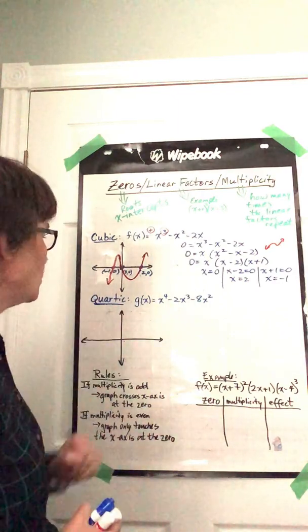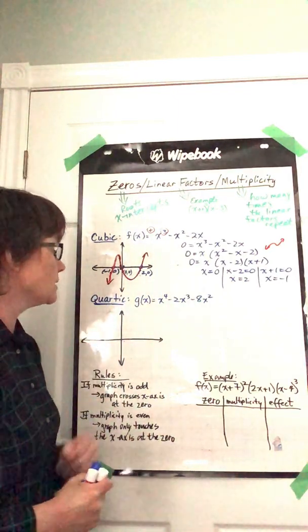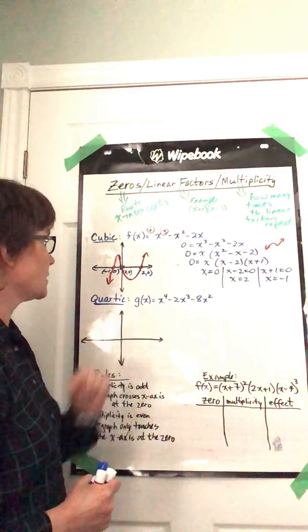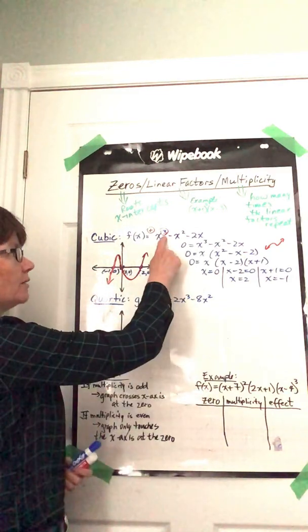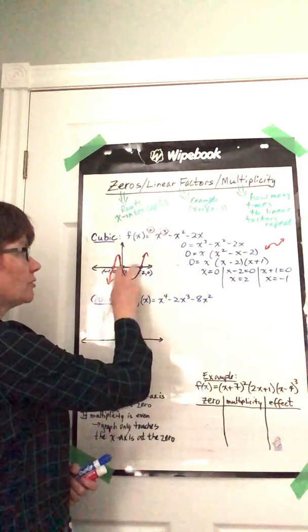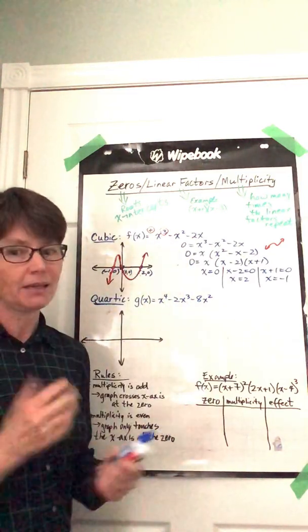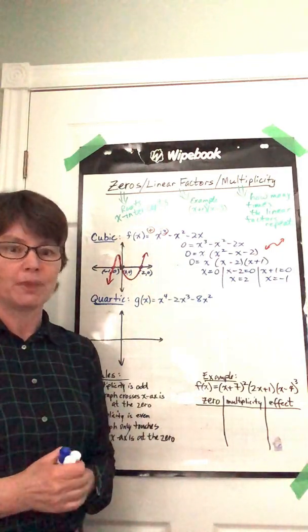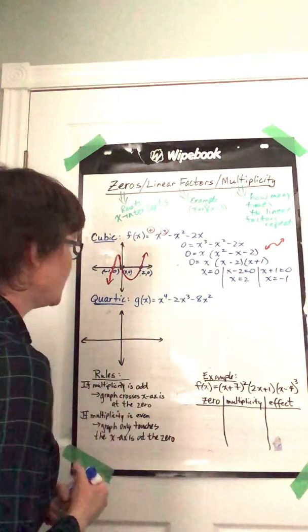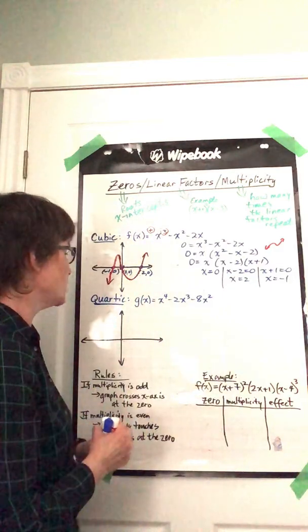I don't have a scale on the y-axis here. All right, so let's take a look at the quartic. What's another thing to notice here? We have a power of 3 and there are 3 x-intercepts, and that's as many as we can have. You can only have as many x-intercepts as the highest power. Okay, you can have fewer than that, but you can't have more.